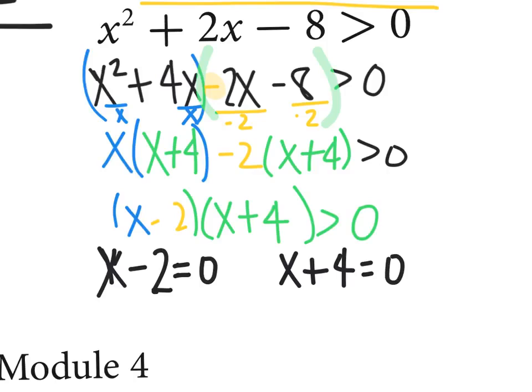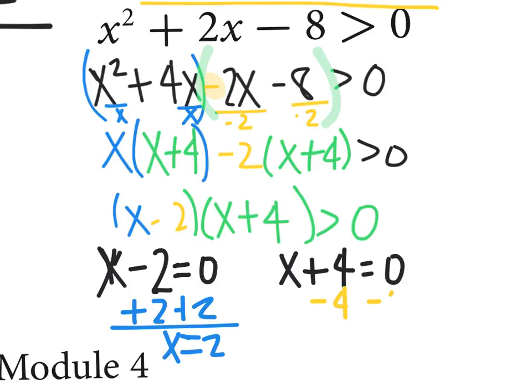So algebraically, how do I solve that? How do I solve x minus 2 equals 0? Add 2, and then I get x equals 2. And how do I solve the other one? Subtract 4, and I get x equals -4.